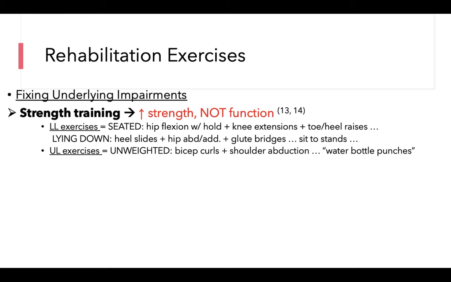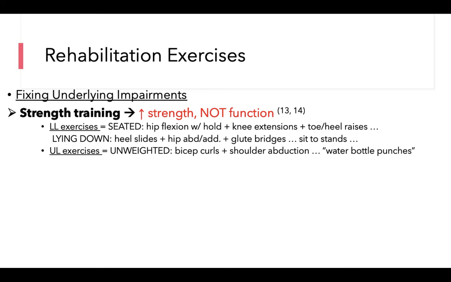For improving upper limb strength, she can do unweighted bicep curls and shoulder abductions, and an exercise called water bottle punches, which essentially is, you just try and make a fist and then push a water bottle across a table. And what that's working on is elbow extension, or in other words, her triceps.